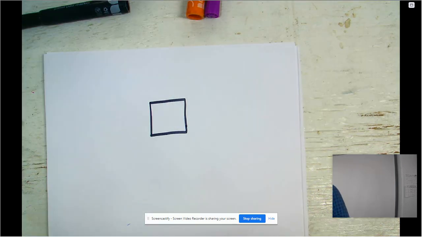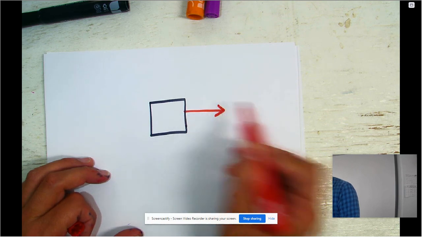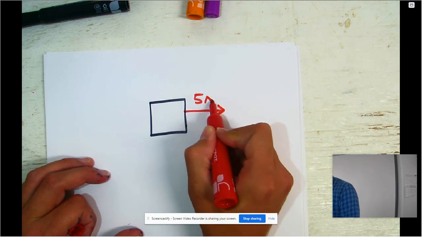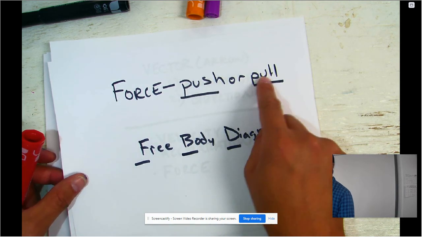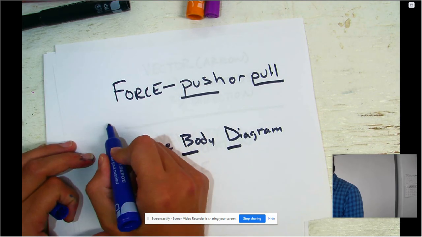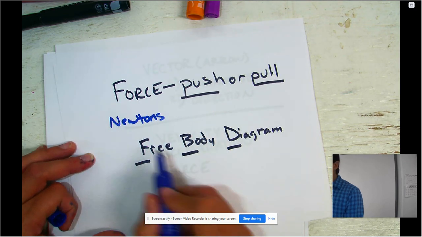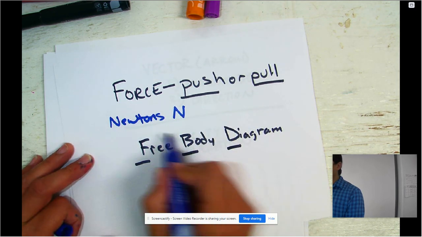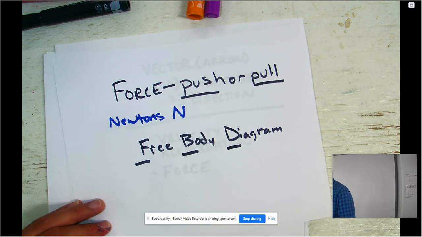So let's say that we have a force of 5 newtons. So let me back up really quick. A force, yes, is a push or a pull, and it's represented with the units newtons, right? Or N for short. So newtons are the unit for force.